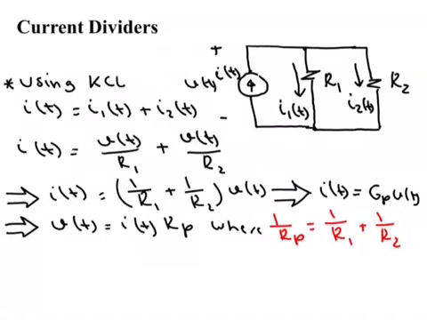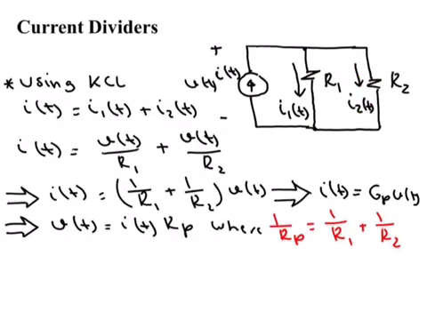Okay, we have here the second part, which is the current dividers. Current dividers try to answer the dual problem. If you have a current source, it's supplying a current I, and you have, first, we start with two resistances in parallel. This current I will be split into I1 and I2.